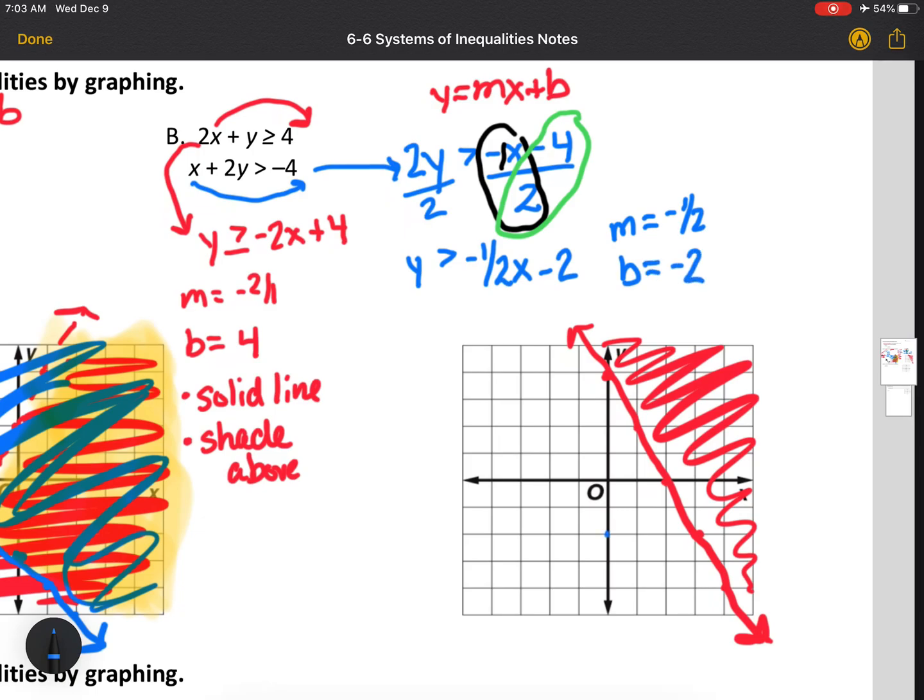So if we go to graph that at negative 2, and my slope's negative, so it's going to fall from left to right. So I need to go down 1 to the right 2. Down 1 to the right 2 more. I could also start at my y-intercept and go up 1 to the left 2, and finish it out there. And what kind of line do I need? Well, I have no bar underneath my inequality, so this one's going to be a dotted line.